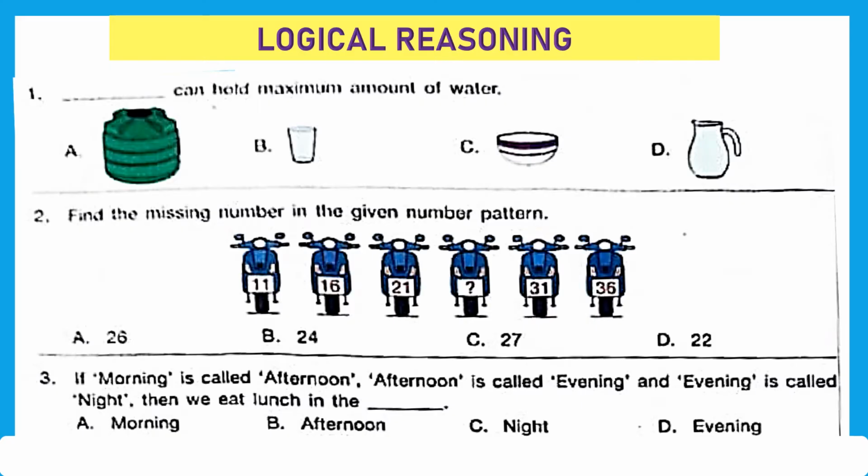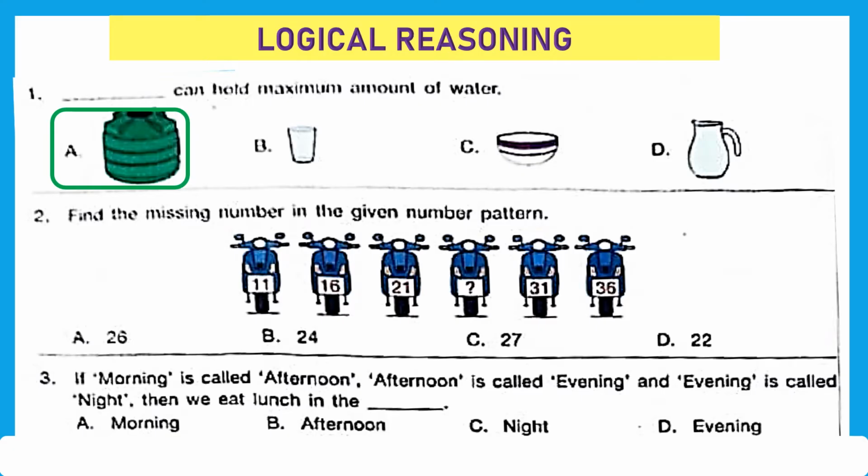First section is logical reasoning. Question 1. Dash can hold maximum amount of water. This is a very easy one, right? A is a tank, B is a glass, C is a bowl and D is a jug. So tank can hold maximum amount of water because it has high volume. Option A is the right answer.